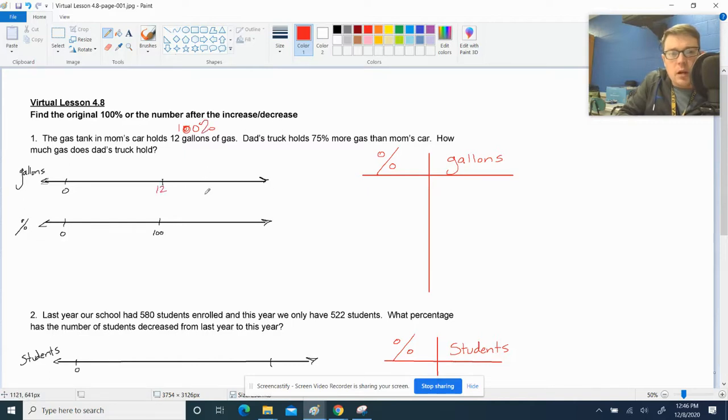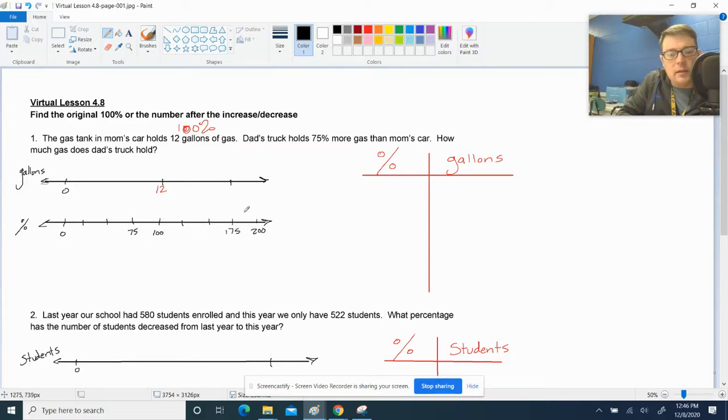So we know that 100% for mom's car is 12. Comparing dad's truck to that, we know that it's 75% more. So this is not 75%. This is 75% more than what mom's hold. Mom's hold this at 100. If we broke this up into quarters, which is a good choice for 75%, yes, this would be 75%. But that would be 25% less than what mom has. We want 75% more. So think of this as being 200%, and this would be 150. Cut these into quarters, 25, 50. This would be 175. This is really what we're concerned about.